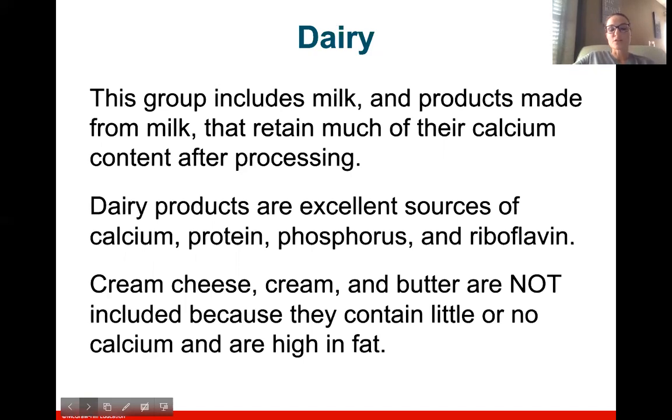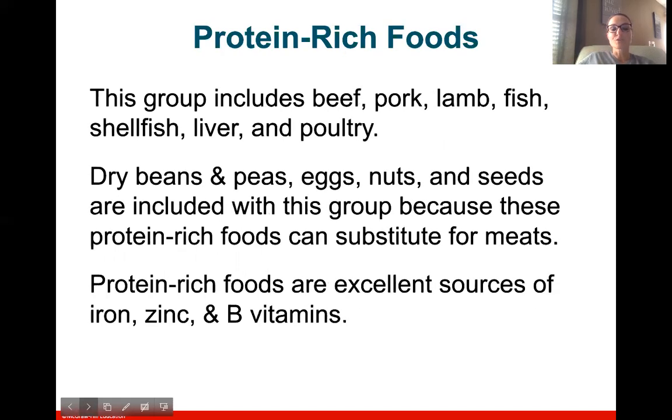Okay. Things that aren't included: butter, cream cheese, cream. Eggs are not in dairy. I don't know where that came from, but they're not dairy. They're protein. All right. Protein rich foods. So this is going to be your meat products and your non-meat sources of protein. So like beans, peas, eggs, nuts, seeds, and then of course all your beef, pork, fish, poultry, that type of thing.